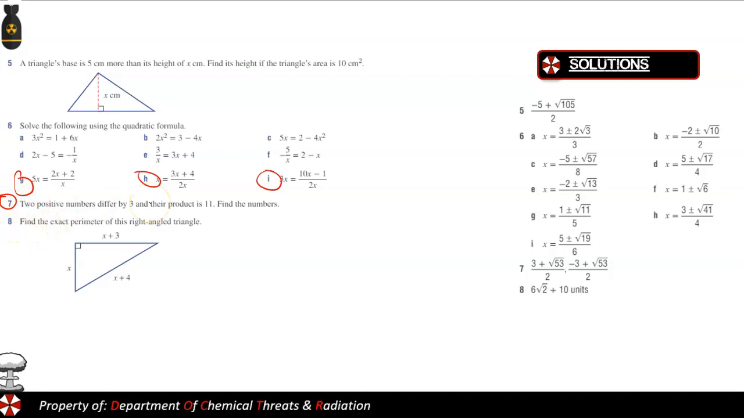And then lastly, again, two more problem solving style. Two positive numbers differ by 3. The product is 11. Find the numbers. And find the exact perimeter of this right angle triangle. Exact perimeter. There's a trick to this one in case you're wondering.